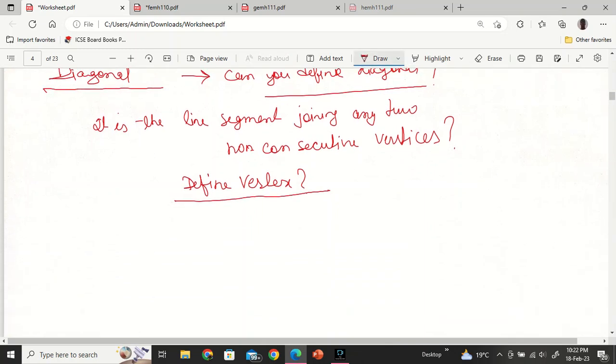So tell me how many diagonals a rectangle has. This rectangle. Can you tell me how many diagonals it has? You must be knowing it has two diagonals. This is the first diagonal and this is the second diagonal, because we can draw only two line segments which join non-consecutive vertices. So it has two diagonals. Okay.